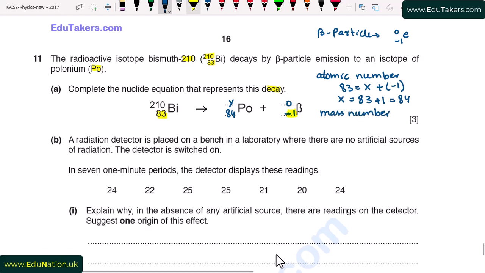Now I have to check the mass number. On the left hand side, mass number is 210, while on the right hand side it is 0 and y. So I write here 210 is equal to y plus 0, which means that y is equal to 210. So there will be no change in the mass number before and after decay. I write here 210.